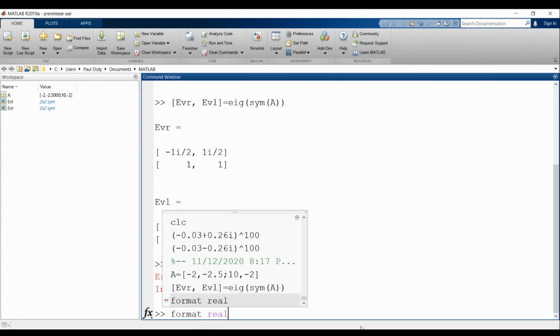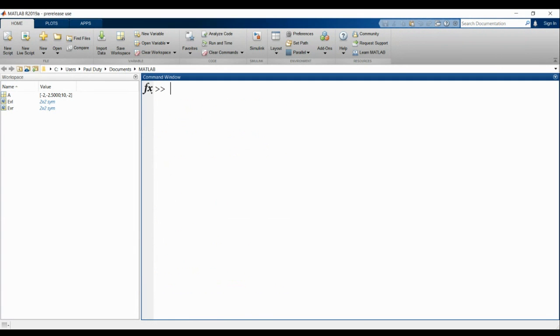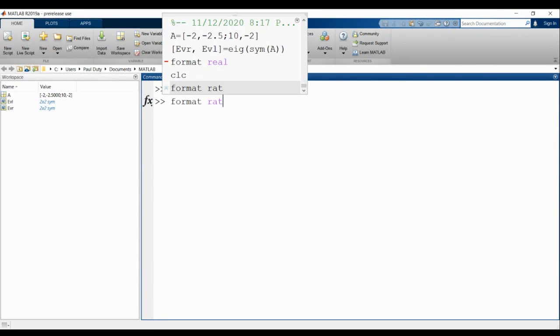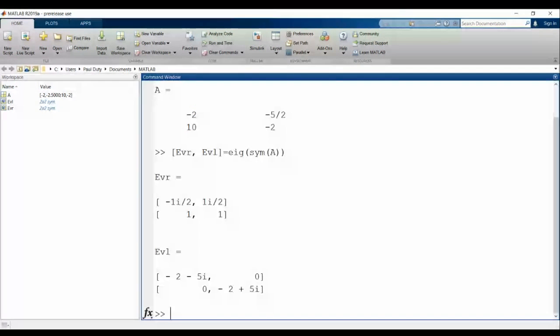All right. I used format rat. But there are other formats in MATLAB, and you can look them up. If you want decimals and things like that, there are other formats you can use. But I have mine in format rat. And then here's the matrix A.